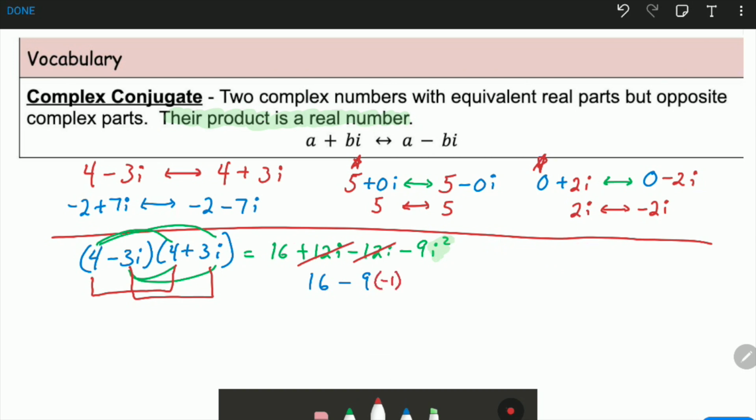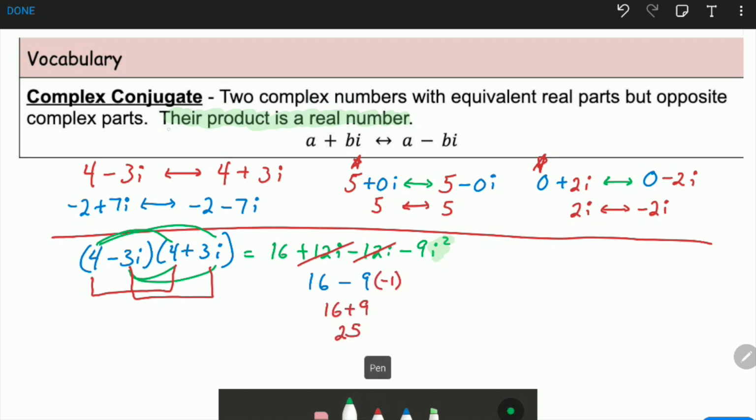So the middle two terms cancel out. Cool. i squared is replaced by negative 1. So negative 9 times negative 1 is positive 9, giving us 16 plus 9, which is 25.